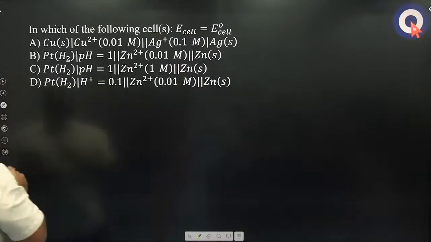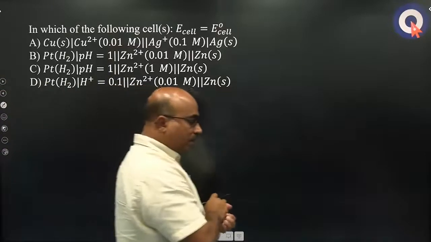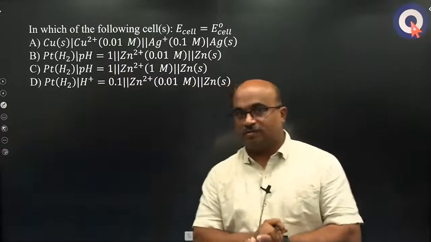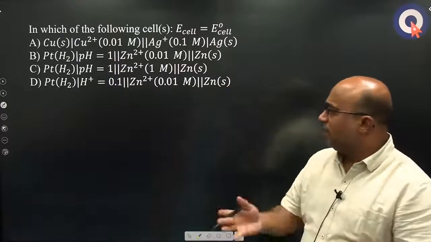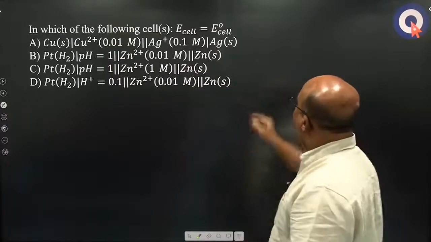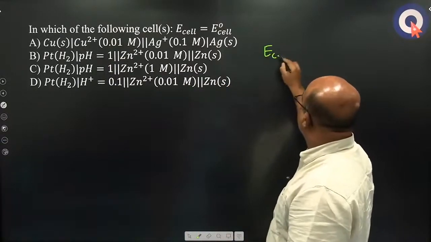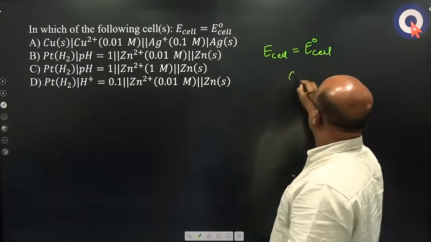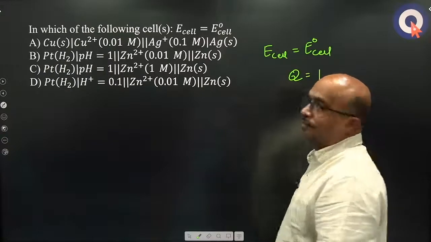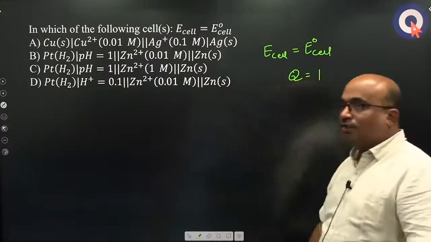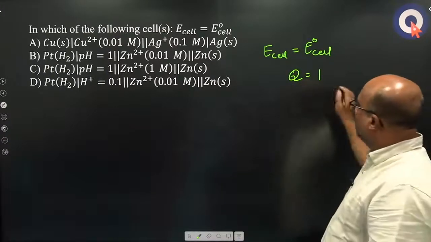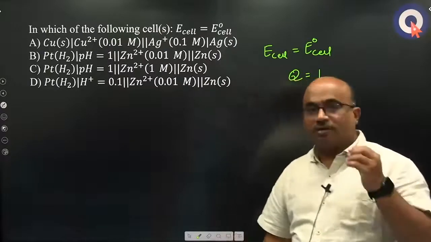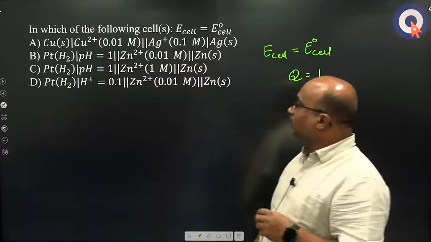Next. In which of the following cells is E cell equal to E naught of the cell? So what is the simple condition we have already seen? If E cell has to be equal to E naught of the cell, Q value should be equal to 1. If Q is 1, then log Q will become 0, so E cell becomes equal.